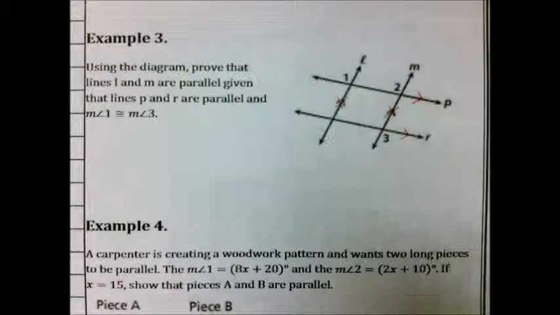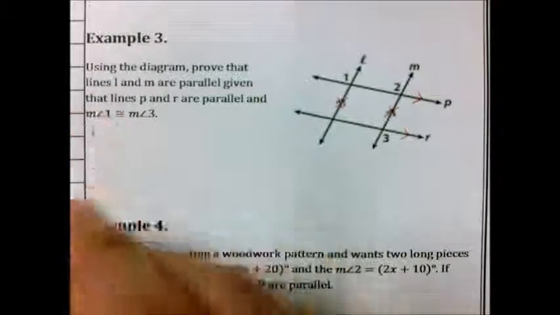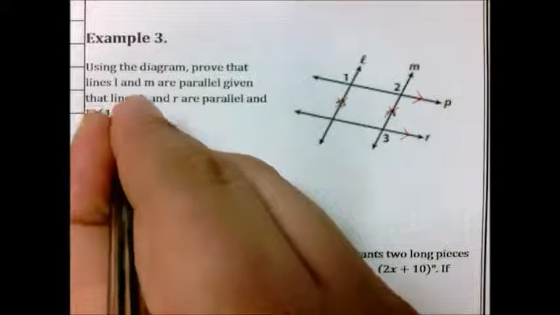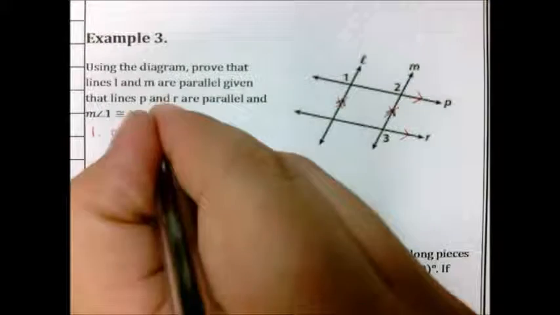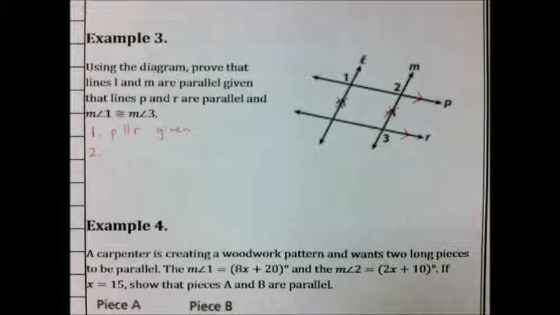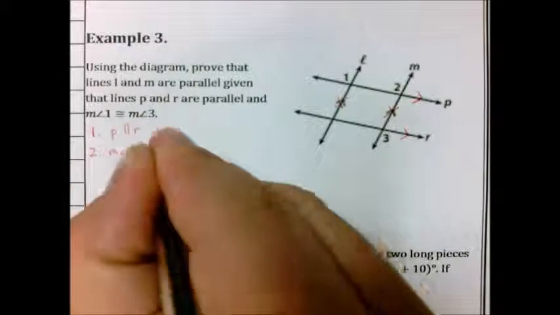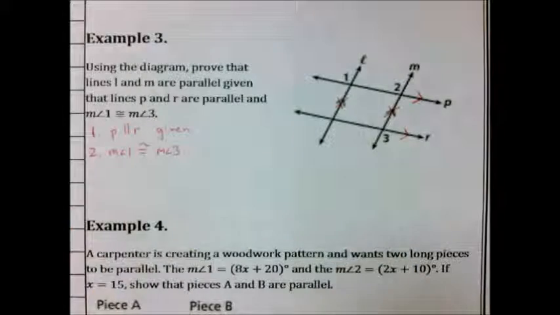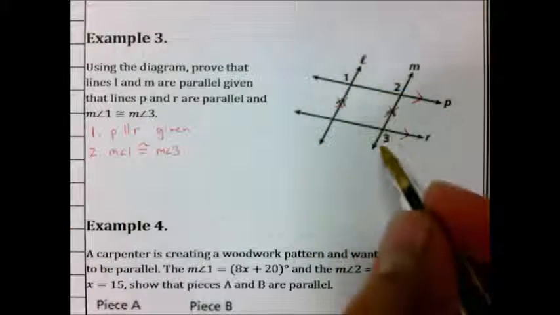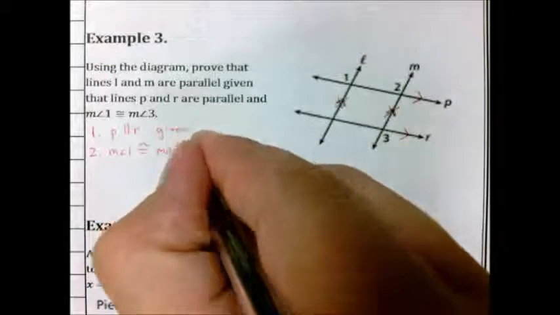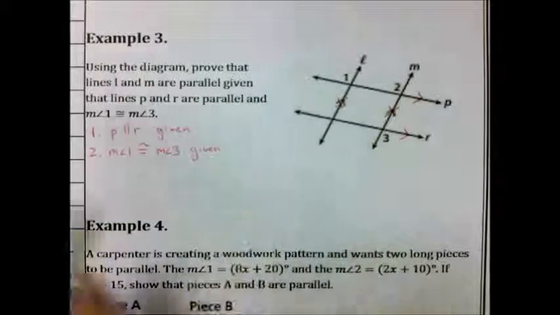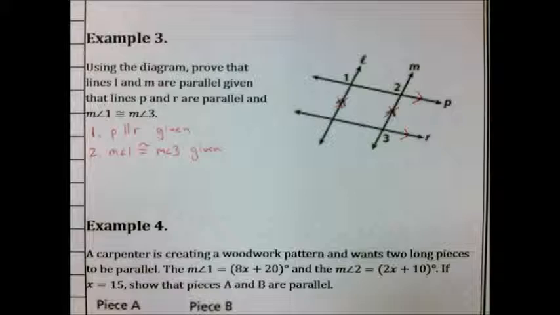So we're going to write down what we know. We know that P is parallel to R, because that's what the problem gives us. It's given. And we also know one other thing. We know that the measure of angle 1 is congruent to the measure of angle 3, and that's also given information. We don't know just by looking at it, but it tells us in the problem that those are congruent angles. All right, so let's go ahead and try to connect here.